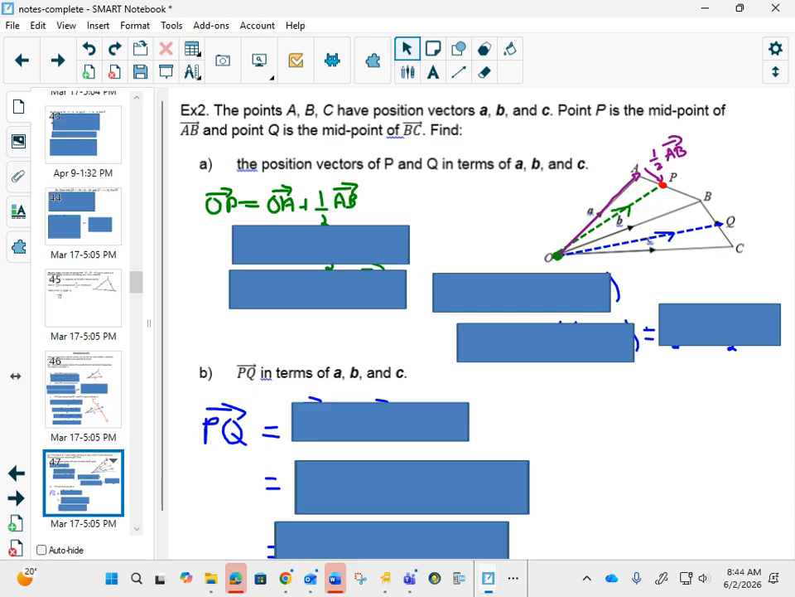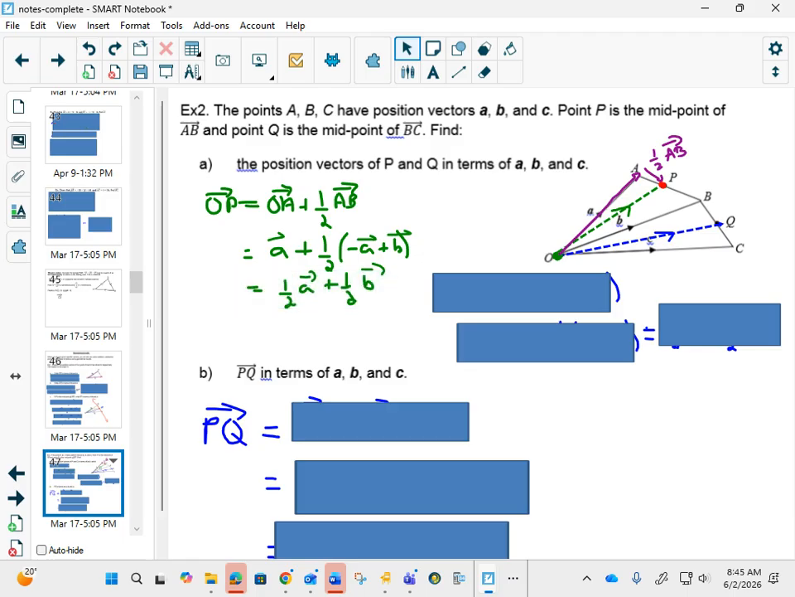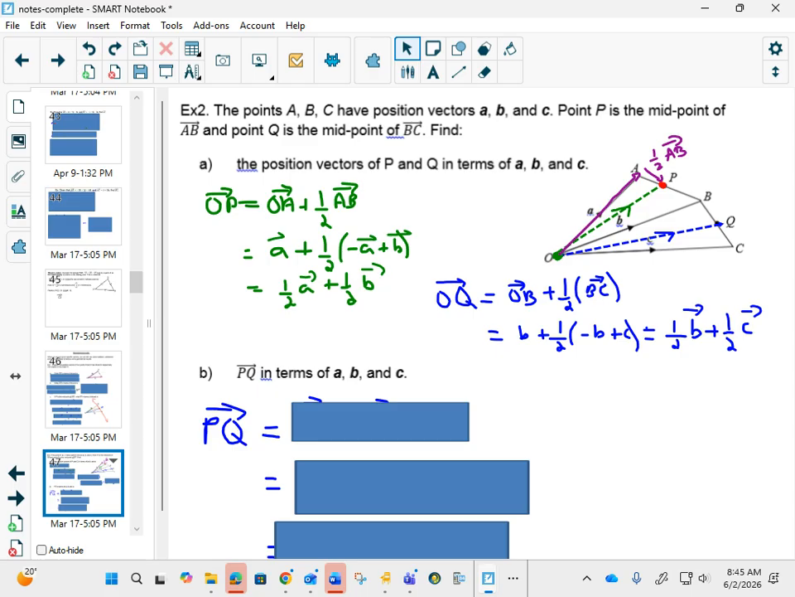So O to P would be O to A, and then halfway from A to B. O to A, of course, is already the vector A. And A to B would be going back along A to the origin and then going to B. Simplifying this, and we saw this in the last example with M's and N's, is just going to be half of A plus half of B. OQ, similarly, will be half of B plus half of C.